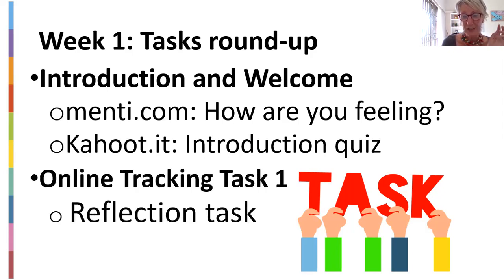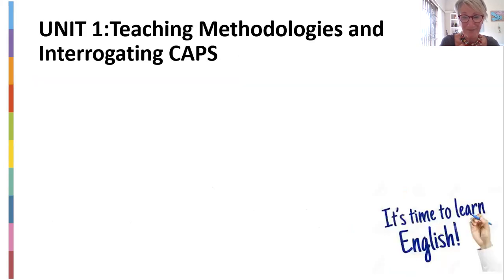Right, and then as I mentioned just now, your online first tracking task is a reflection task of 500 words. I have asked you to put a picture of yourself on if you're not scared to put in a selfie of yourself or something. But if you don't want to do it, rather just put an icon or an image that you think best represents you. I might say a cat.